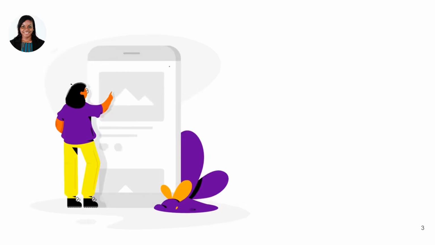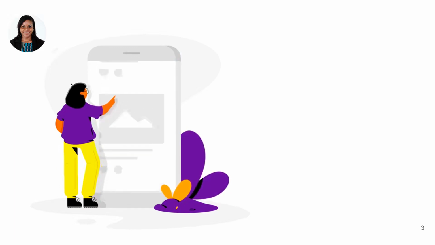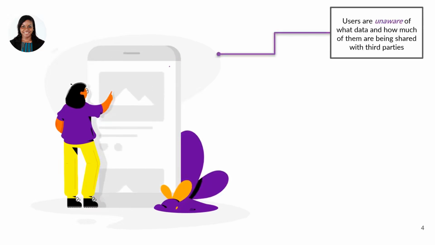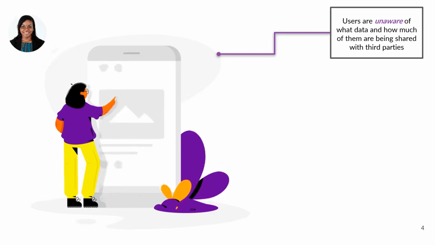Let's take a second to think about your interactions online. Every scroll and click we make generates data that is being collected by apps and shared with partners and other third parties. The problem is that the average user isn't aware of exactly what is being collected, how often data is being collected, and exactly who that data is being shared with.